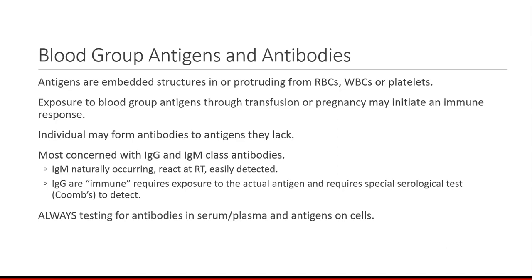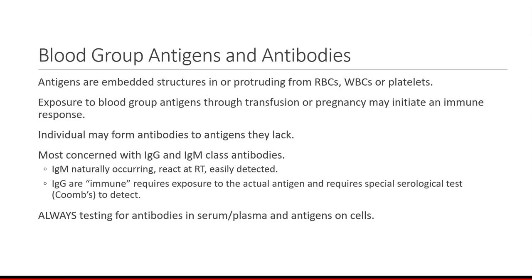We are most concerned with IgG and IgM class antibodies. IgM are also called naturally occurring antibodies because they occur without exposure through transfusion or pregnancy. There are things in nature very similar to some blood group antigens that cause them to be produced naturally. They react at room temperature and they're very easily detectable. IgG are known as immune antibodies, and they require actual exposure to the antigen, and they require special serological tests, the Coombs test, to detect.